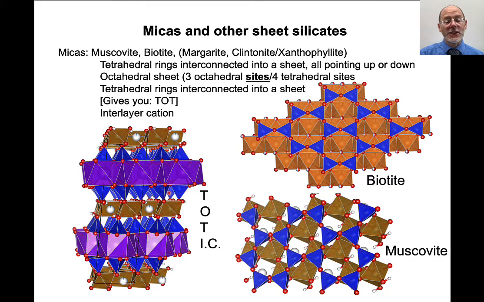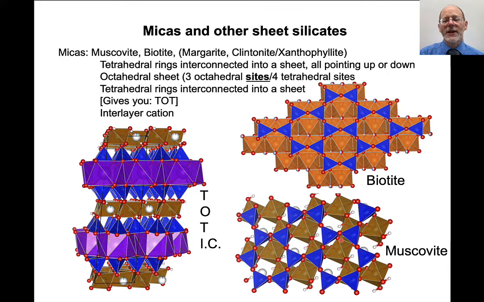Now, in between these sheets is a very large site which is occupied by an alkali cation, potassium, sodium, can be calcium, and this is what holds the sheets together. So we see this TOT structure with these octahedra electrostatically holding the sheets together. If we look down on these sheets, these are silica tetrahedral rings, all arranged into like a honeycomb structure into a big sheet. And then underneath it, we can see the octahedral sheet. This would be for biotite. Muscovite has the same kind of structure, silica tetrahedral sheet, octahedral sheet underneath it.